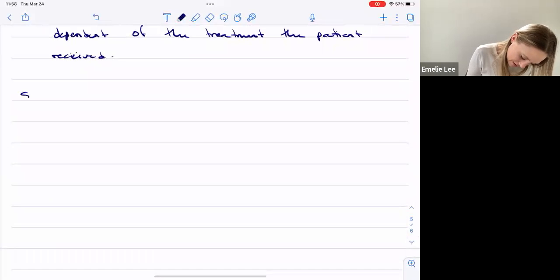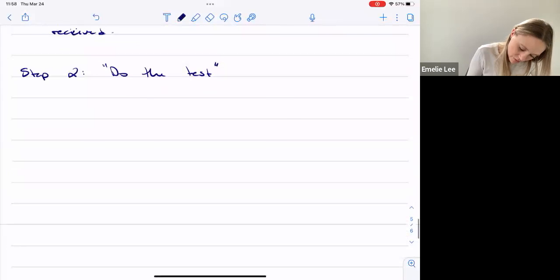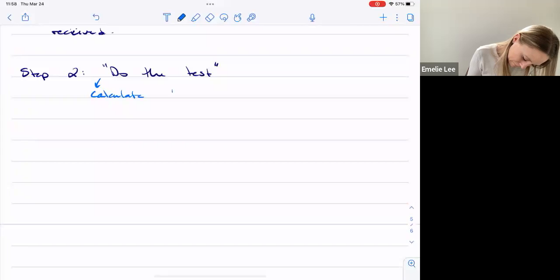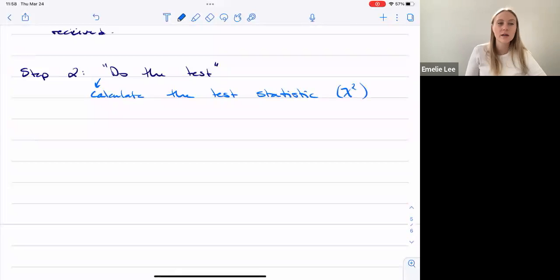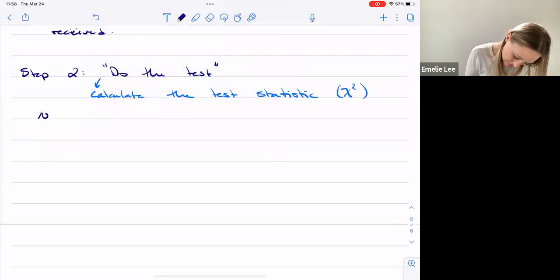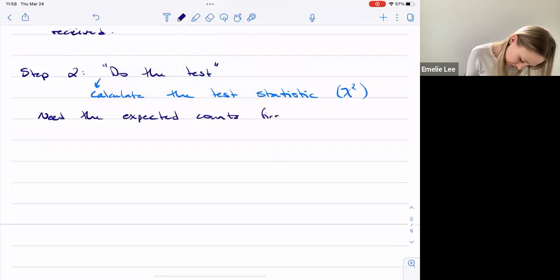So I'll call it step 2, do the test, which really means calculate the test statistic, which in this case is a chi-squared. But in order to do that, we need to find our expected counts. Okay. Need the expected counts first.